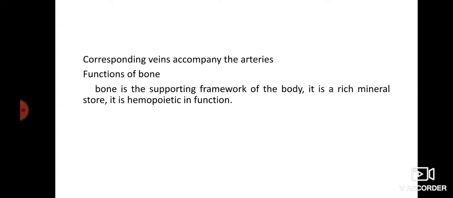Bone is a supporting framework of the body. It is a rich mineral store. It is hemopoietic in function. So these are the things related to the bone, in which the structure of a compact bone can be a short essay question, or it can be asked as a part of an essay question. Then periosteum is also important. Blood supply and parts of the long bone are important.